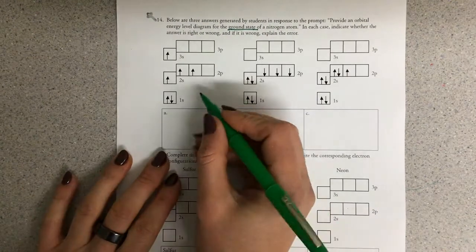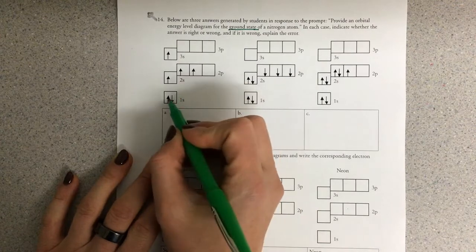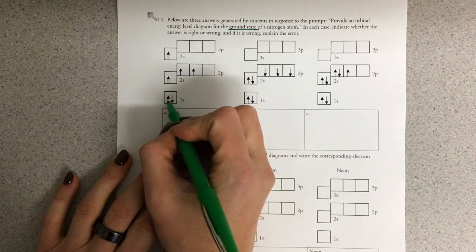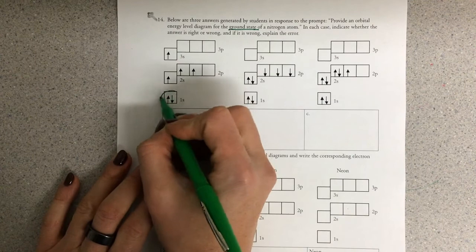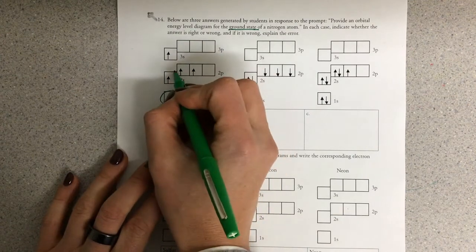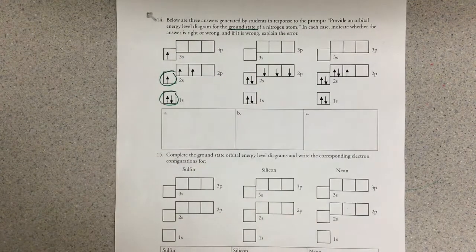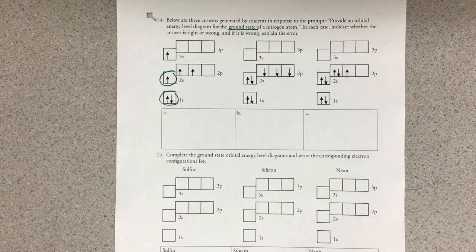Okay. Let's take a look at this one. Let's see. We fill up the 1s first. Good. Oh, we are supposed to fill up the 2s first. Let me go ahead and look at my rules.